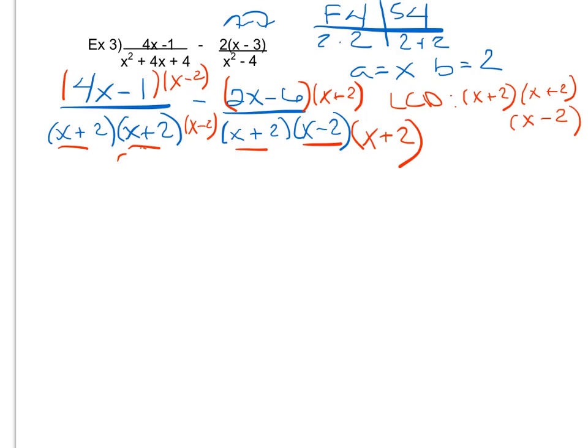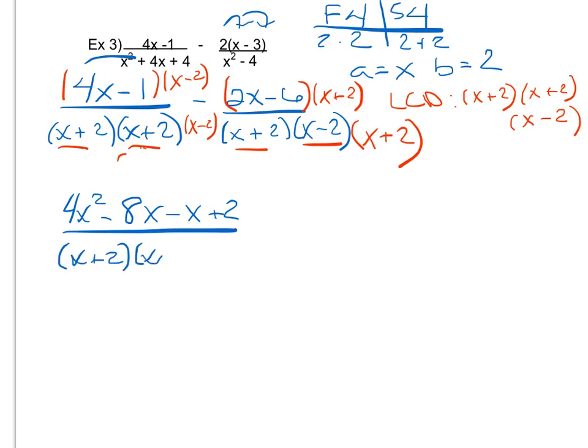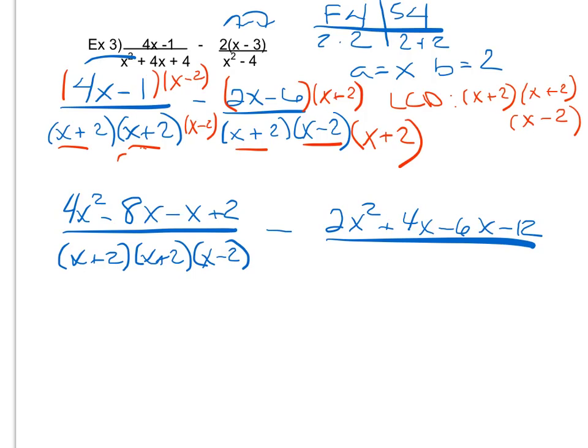So I'm going to go ahead and do some FOILing on top and leave my denominators. On top I'll get 4x squared minus 8x minus x plus 2 all over x plus 2, x plus 2, x minus 2, minus, foiling again, I get 2x squared plus 4x minus 6x minus 12 all over x plus 2, x minus 2, x plus 2.